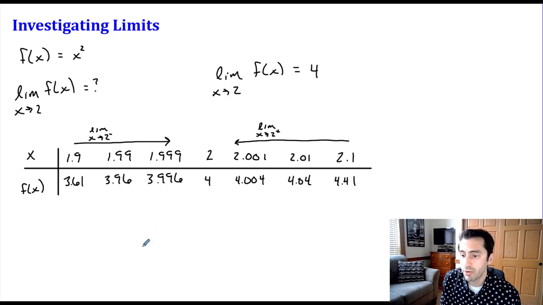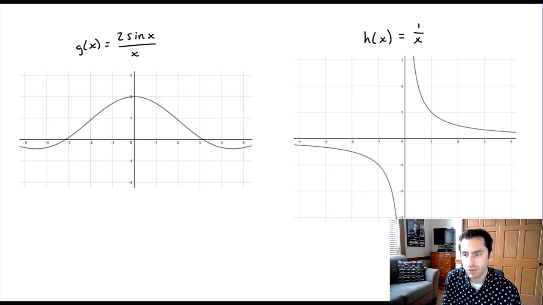So just using a table of values, we can find the limit just by picking out values of x that are getting closer and closer, that are getting really close to our value for c from both sides. Okay, the second way we can investigate limits is by looking at their graphs. So I have two different interesting functions here, and I want to investigate some of the limits.